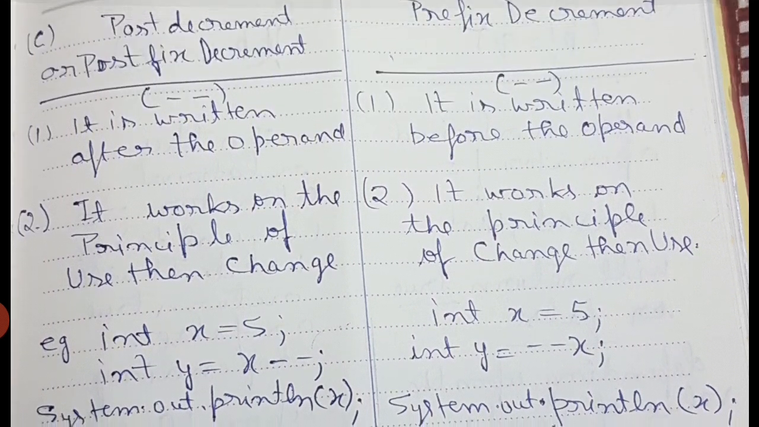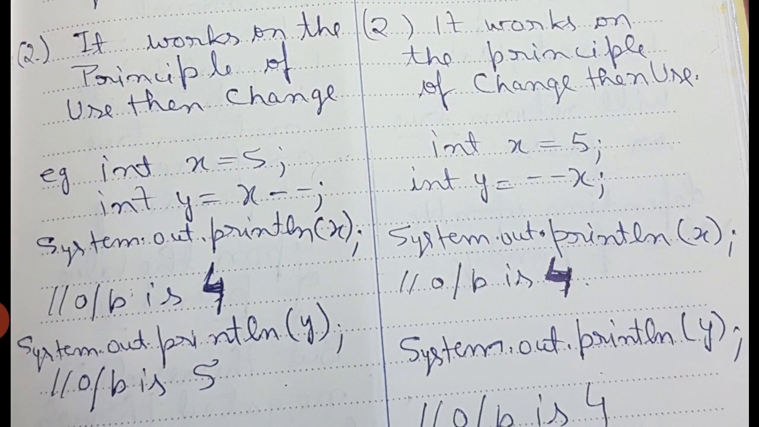First the example of the post decrement side: int x = 5, int y = x--, System.out.println(x). So x will be printed. Which value will be printed? A decremented value, that is basically 4, because x-- has already taken place, so that reduces the value of x by 1, so that becomes 4.